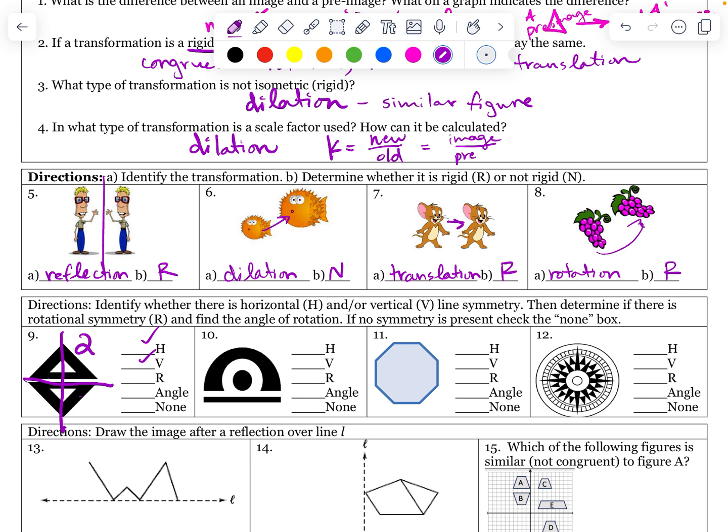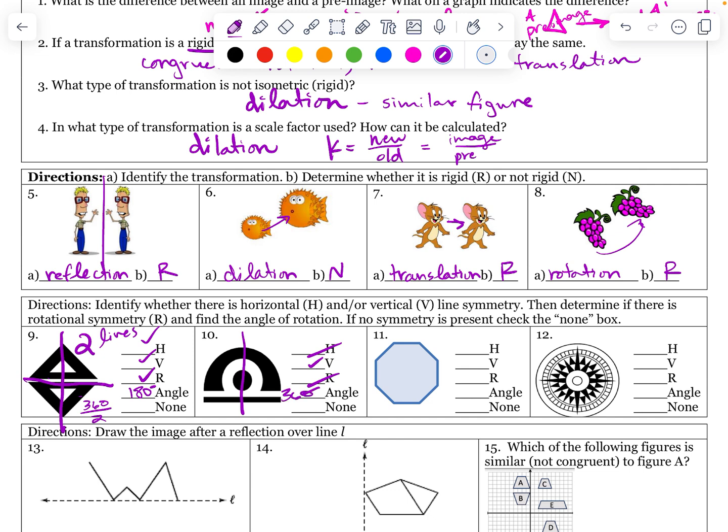Let's see, does it rotate? If I rotate this thing, will it ever end up the exact same? Yes, it will. It will have rotational symmetry. And so that means its angle of rotational symmetry is 180. 360 divided by 2 is 180. All right, this thing, it looks like we just have 1 line of symmetry here. So just my vertical line of symmetry. And if I spin it, it's never going to look the same. So no rotational, no horizontal, no angle. If you wanted to say 360, you could, but no rotational.